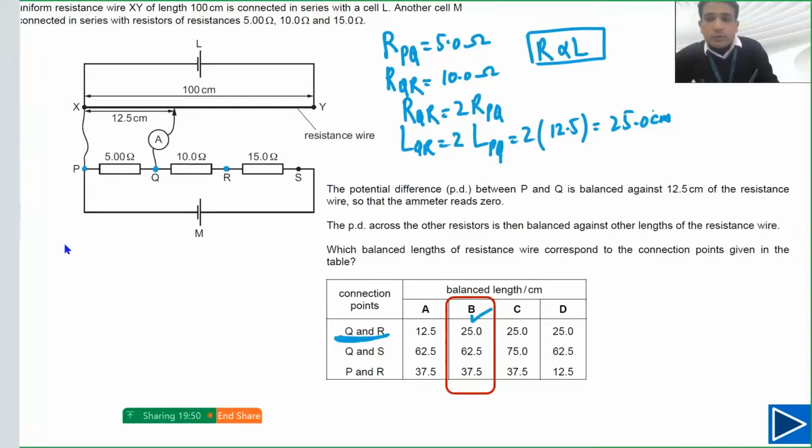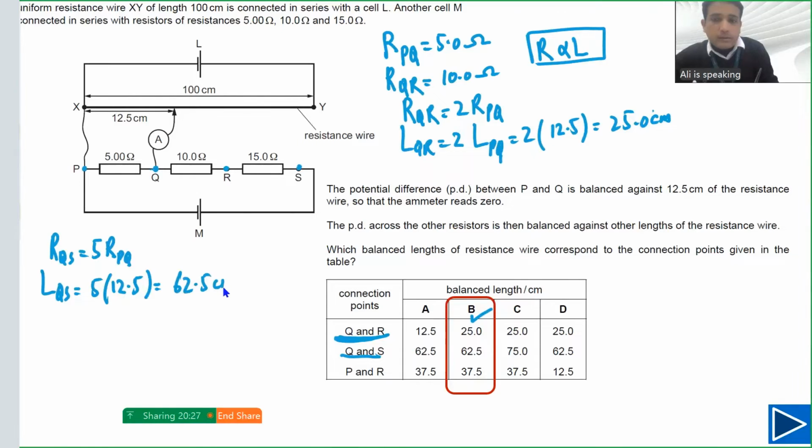Now if we go to Q and S, I will write the resistance of QS. We have point Q here and point S is here. You can see this resistance is 25 and 5 times of this resistance. So the resistance of QS is 5 times the resistance of RQ. Now you can find LQS. This has to be equal to 5 times this L, that is 12.5. So we get 62.5 centimeters.